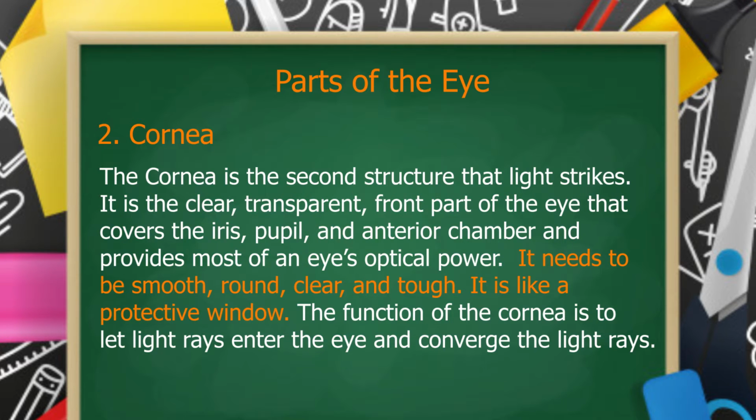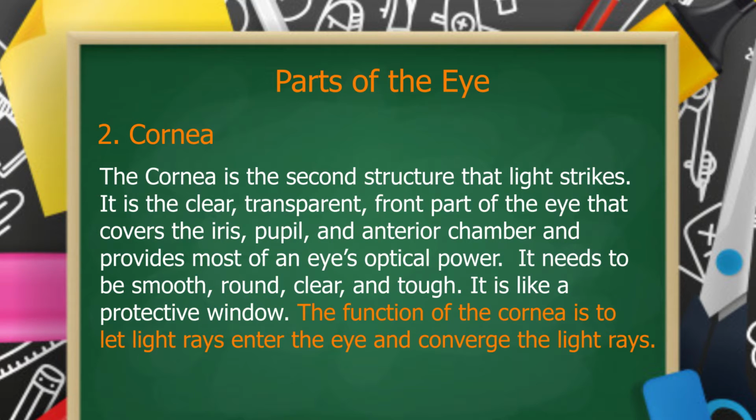It needs to be smooth, round, clear, and tough. It is like a protective window. The function of the cornea is to let light rays enter the eye and converge the light rays.